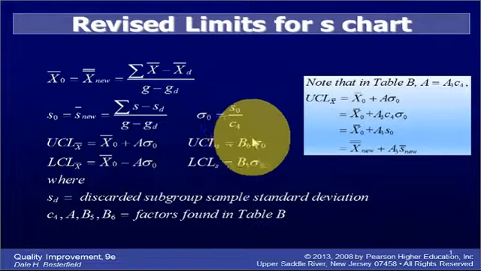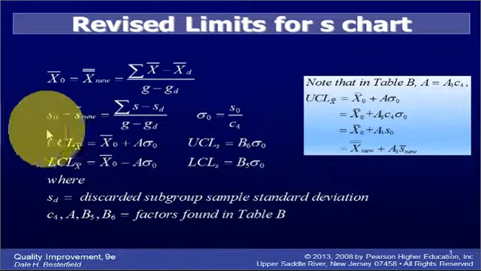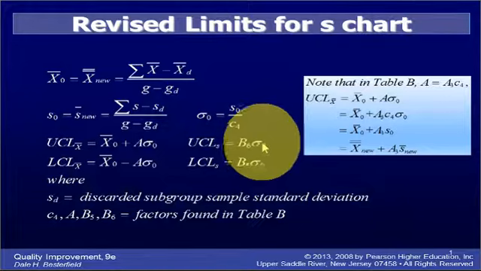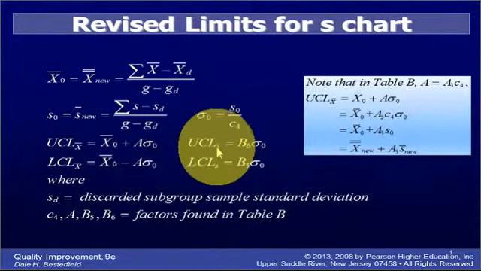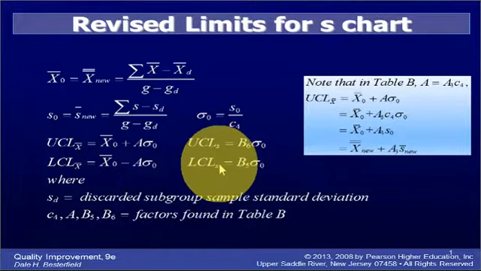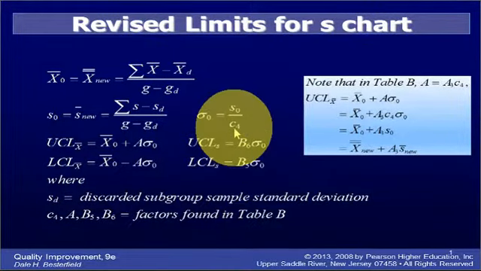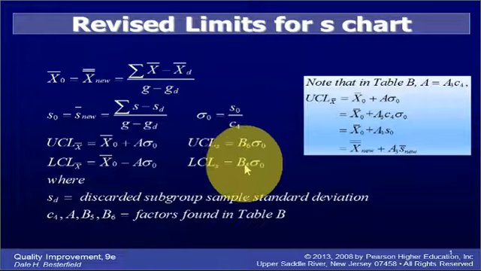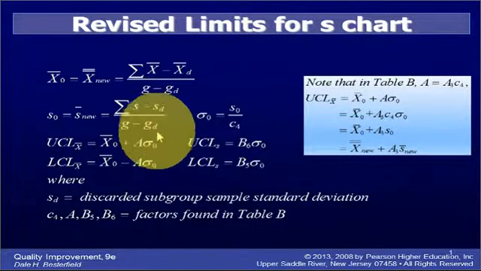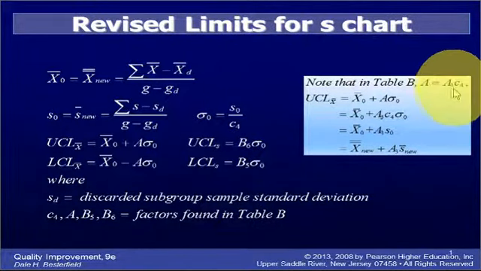And then using these four formulas, we can find the upper control limit and lower control limit for X bar and for the standard deviation, respectively. So C4, A, B6, and B5 are the constants that we need to find in table B. And notice that in table B, this A value equals A3 times C4.